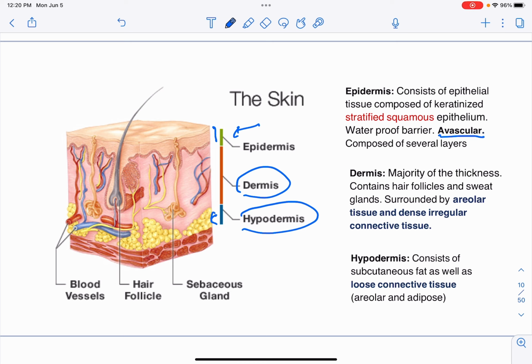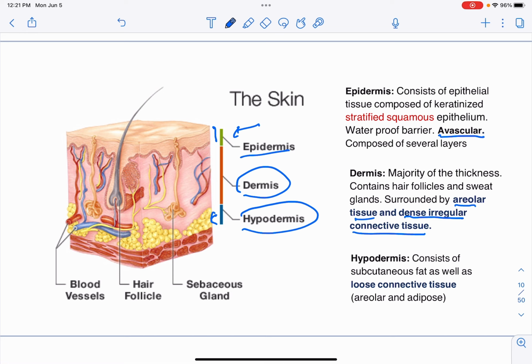All right, next is the dermis. This is the majority of the thickness of skin. This area also contains hair follicles and sweat glands, which we'll touch on at the last part of the lecture. The dermis is composed of 2 types of connective tissue. We have areolar connective tissue, which is deep to the epidermis, and then below that, deep to the areolar tissue, we have dense, irregular connective tissue. I'm going to show you some histology slides in a minute so you can see what that looks like.